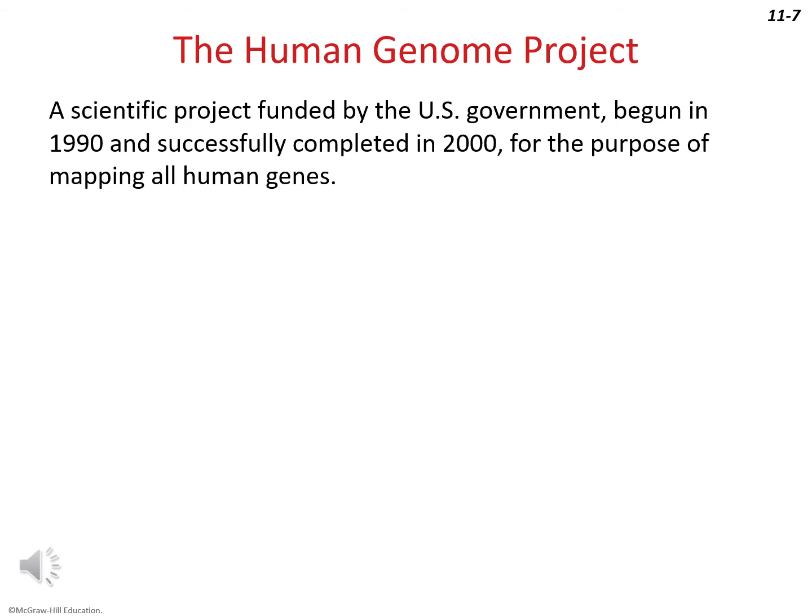The Human Genome Project was funded by the U.S. government, and that is where the U.S. government and a bunch of other countries work together to map out the human genes in the body. So that took about 10 years for them to complete.